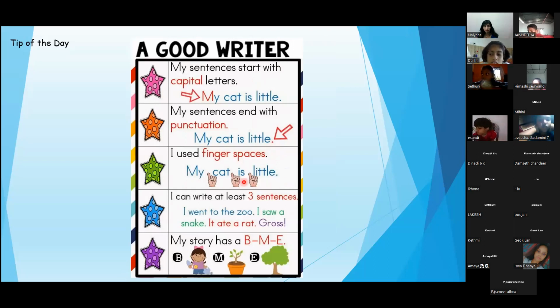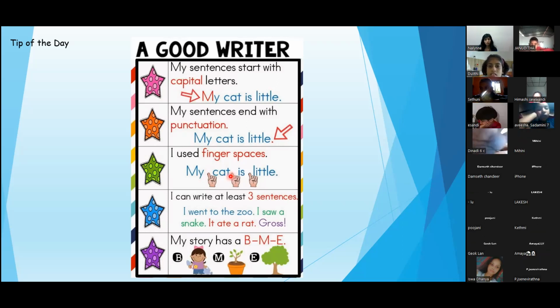And when you write sentences, it's important to have enough spacing in the middle. Especially 1 finger spacing is quite good, so that your teachers, or people who read your work, can see very clearly what's written on the paper. So having spacing is very important.